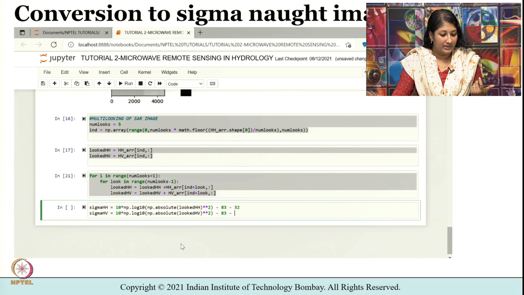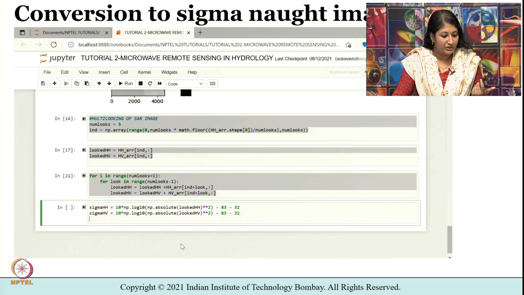Now, in addition to writing a statement to calculate sigma HH and HV, let me also write a simple line which gives me sigma HH minus sigma HV. That is, I am trying to do image differencing here.